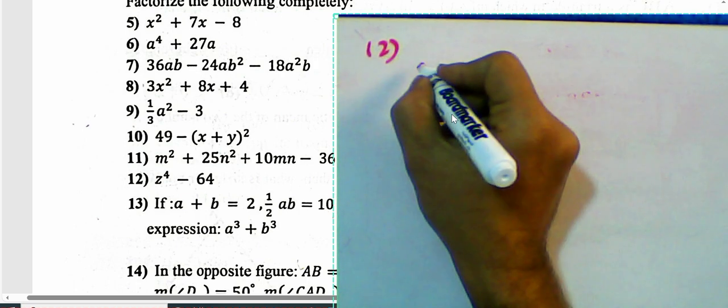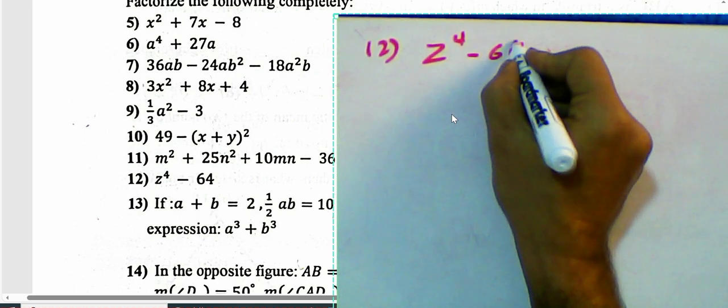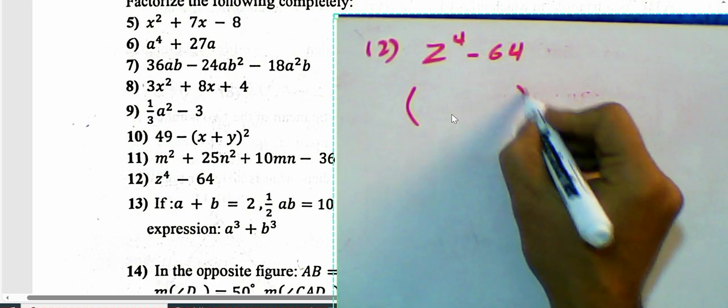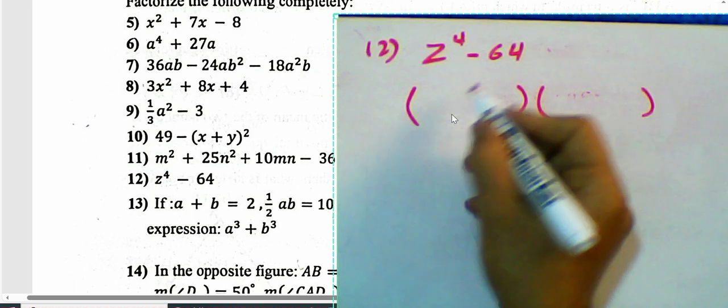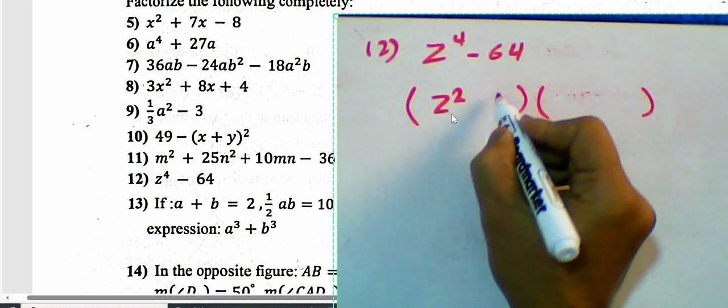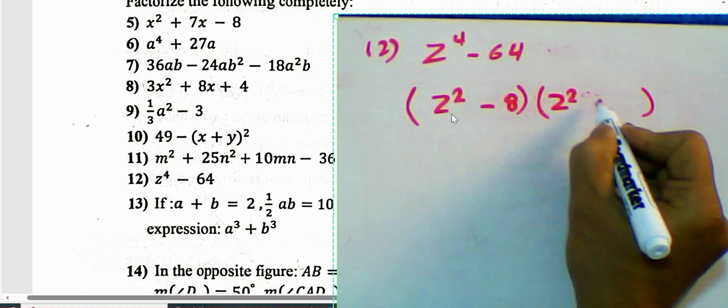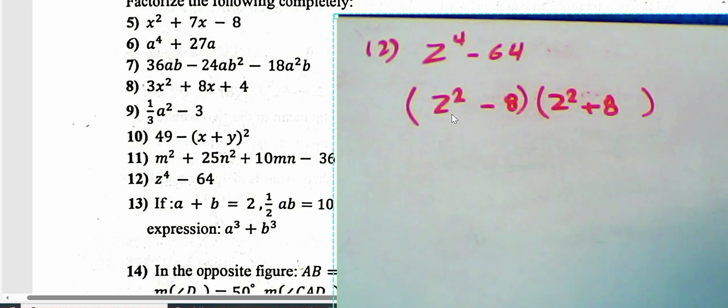Okay, number 12. We have z power 4 subtract by 64. We can factor this expression using the square root of the first and the second. It's the difference between two squares. The square root of the first will be z power 2, and the second, the square root of 64, equals 8. Z power 2 plus 8. This is the finished answer.